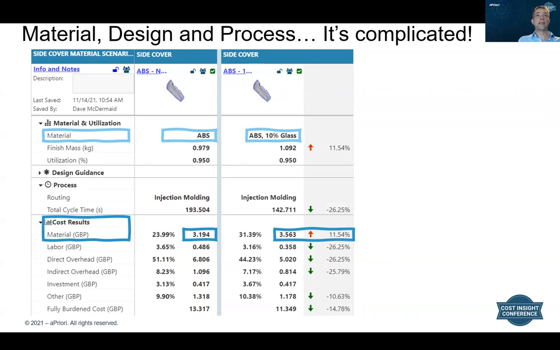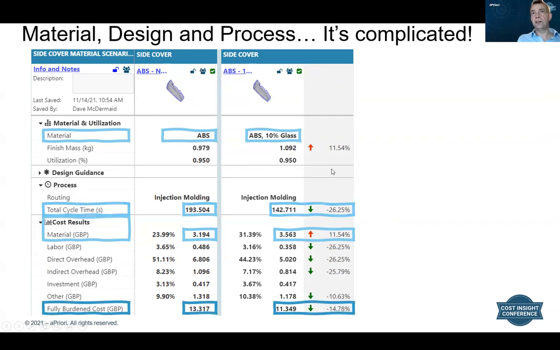But aPriori told me to go and look at that material and its cost, design to cost guidance, because the cycle time for that material is lower, significantly lower. And the bottom line, therefore, is I reduced the component cost by spending more money on material. That's counterintuitive. And we need this kind of simulation to help us find these opportunities to get the cost down.